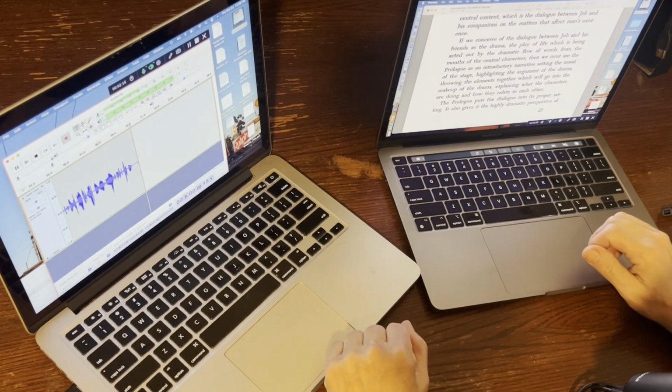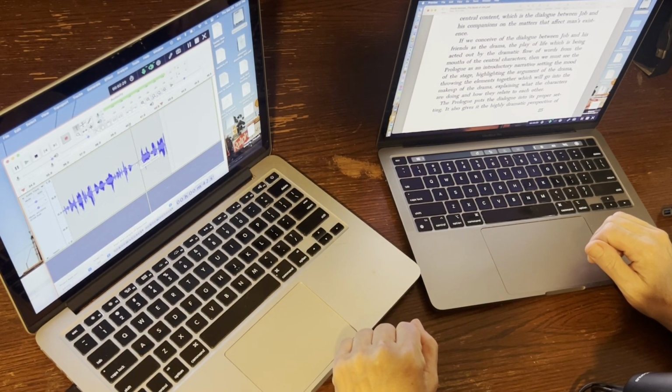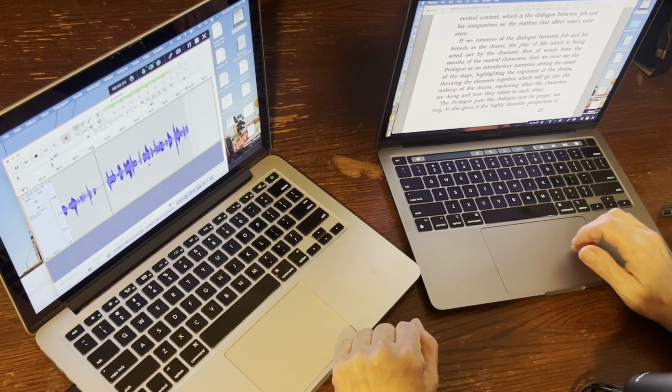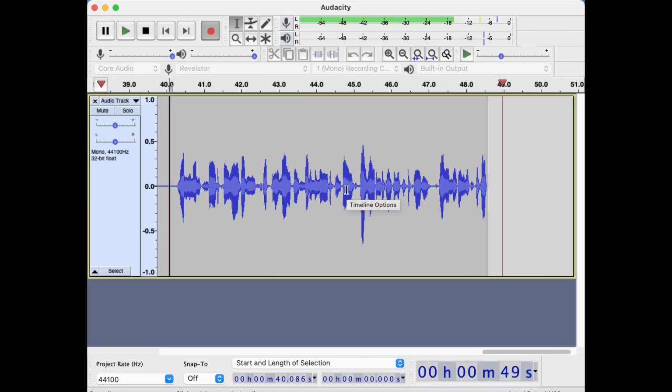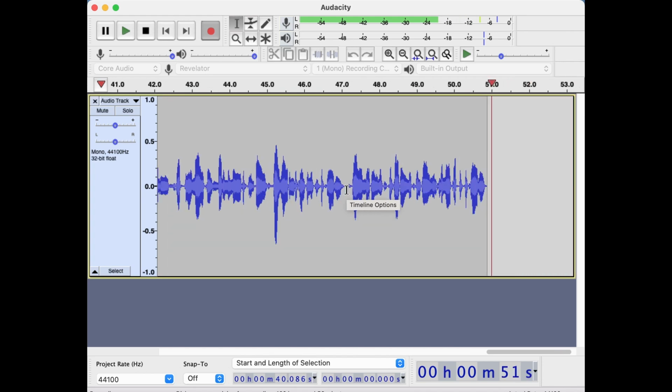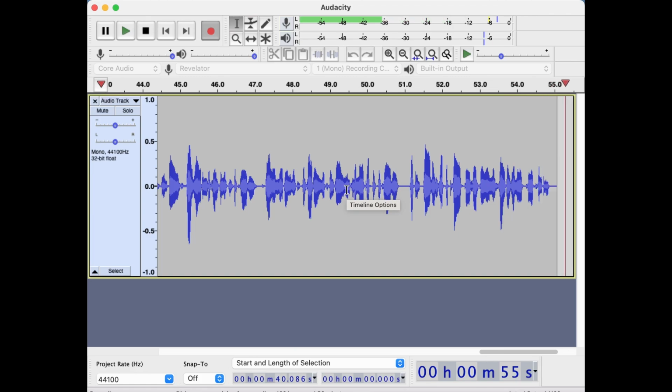Then we must see the prologue as an introductory narrative setting the mood of the stage, highlighting the argument of the drama, throwing the elements together which will go into the makeup of the drama, explaining what the characters are doing and how they relate to each other.